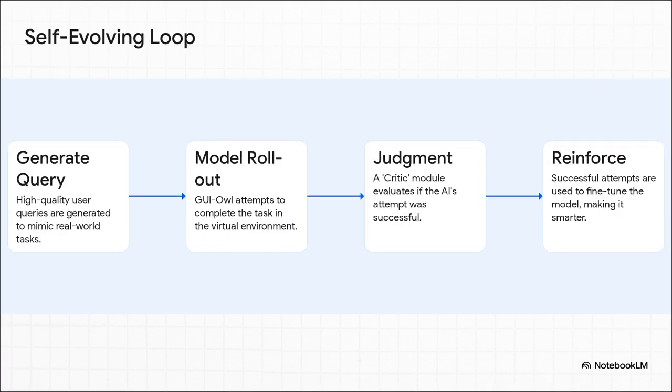But the real genius part? It's how they got all the training data. See, instead of spending a fortune paying people to label tasks by hand, they created this amazing self-evolving loop. Here's how it works. They give GUI-Owl a task. It gives it a shot. Then another AI, a critic, checks to see if it did it right. And all the successful attempts get fed right back into the system to make GUI-Owl even smarter. It's this brilliant, self-improving cycle that just keeps getting better.